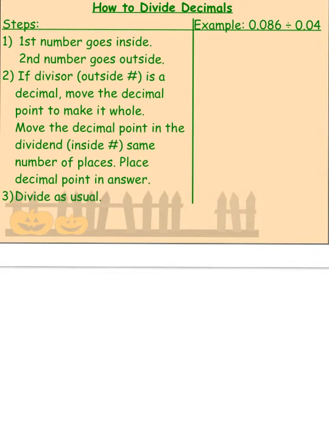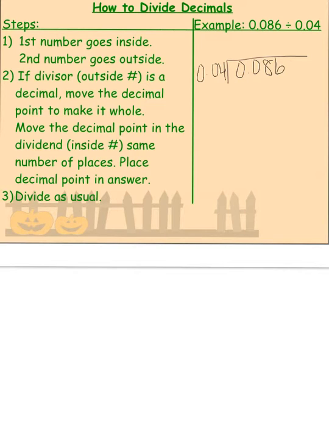So let's take a look at our example. Let's go ahead and make our little house. Always leave room at the top because, again, your answer is going to be written here. First number goes inside. Second number goes outside.